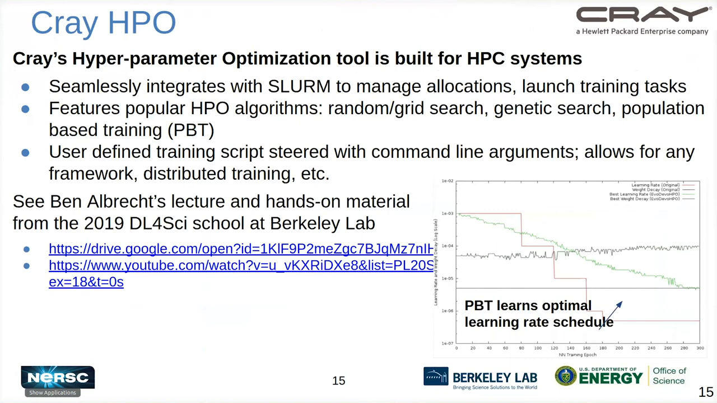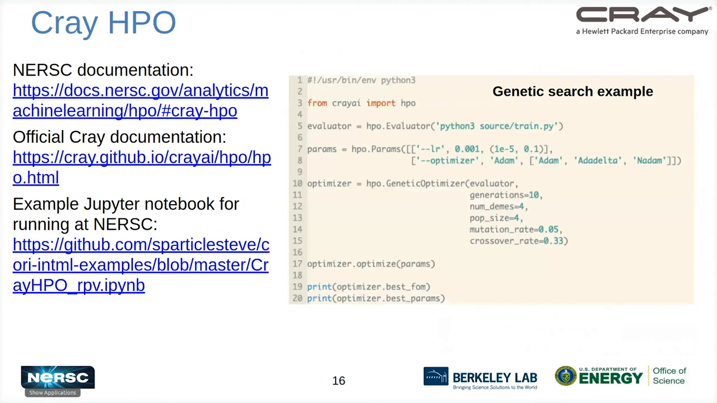We have docs for how to use Cray HPO. The most important thing about an HPO framework when it comes to running it on a machine like ours at NERSC is integration with the scheduler, and Cray HPO integrates seamlessly with Slurm. That will save you a lot of time, as you can just run it out of the box. And we also have examples that you can access to see how to run that.